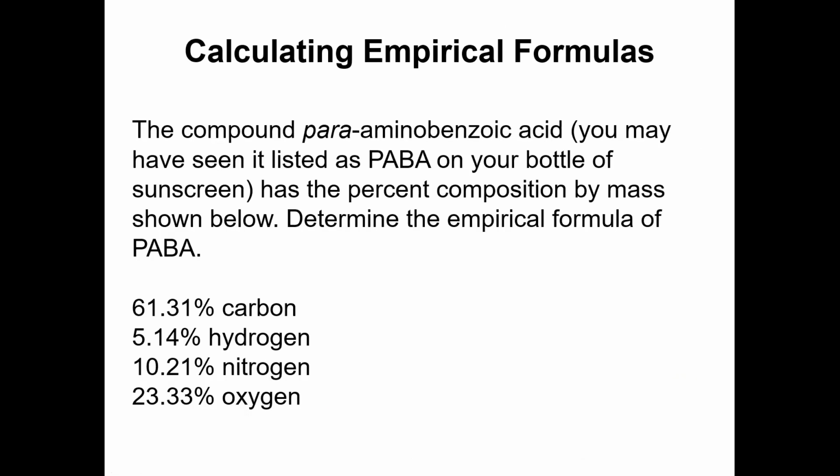So let's do an example of this. Para-aminobenzoic acid, which is known as PABA, is a sunscreen. It has the particular property of absorbing ultraviolet radiation. It has the percent composition by mass that I've given to you here. So let's figure out the empirical formula of para-aminobenzoic acid. So it's 61.31% carbon, 5.14% hydrogen, 10.21% nitrogen, 23.33% oxygen.